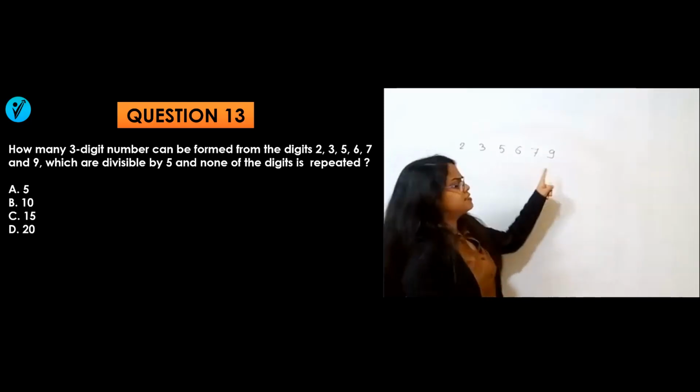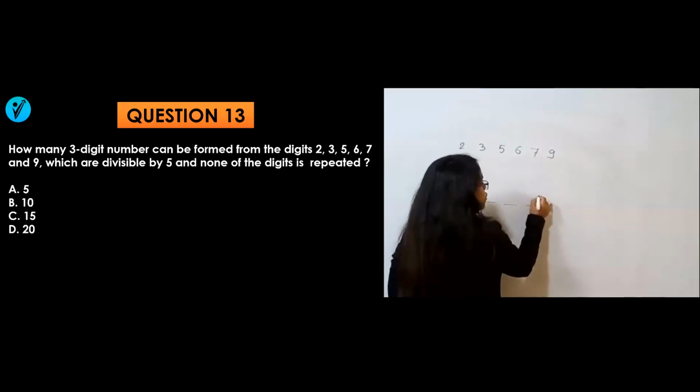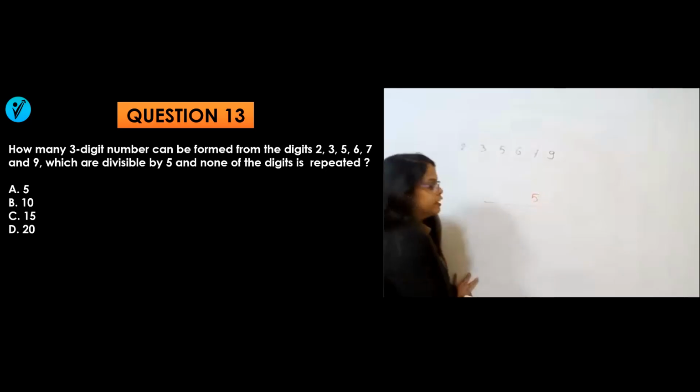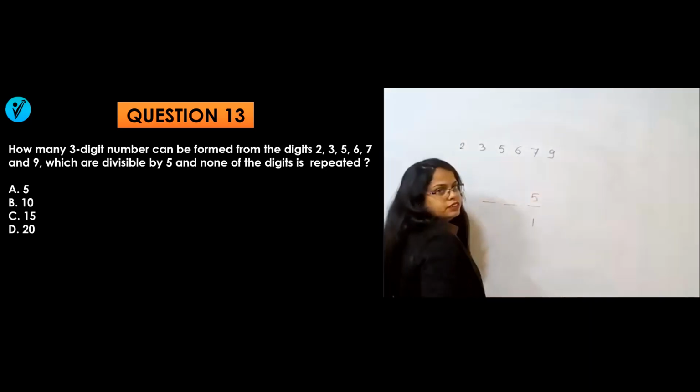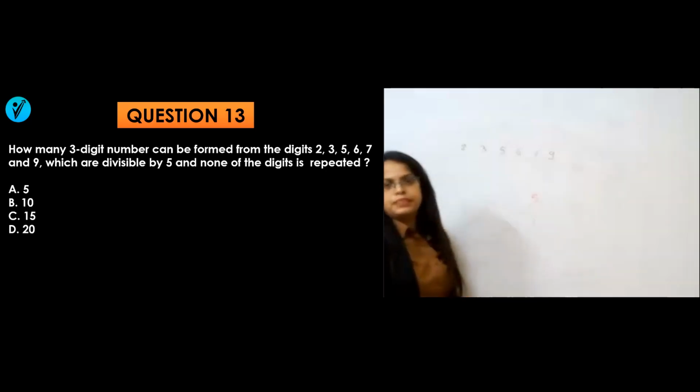Now, there is no 0. 0 तो है ही नहीं. So obviously, for the unit place of these 3 digit numbers, only 5 can be there. That means for this place I have only one option, there is no other option. So 5 I should not repeat, I can't repeat this 5.